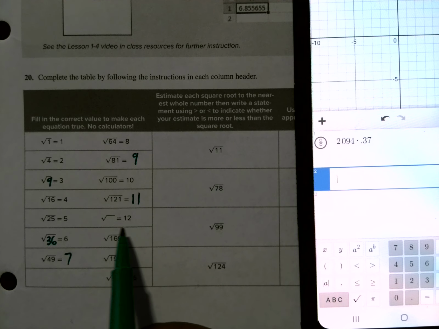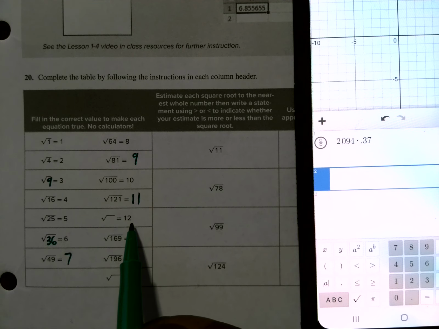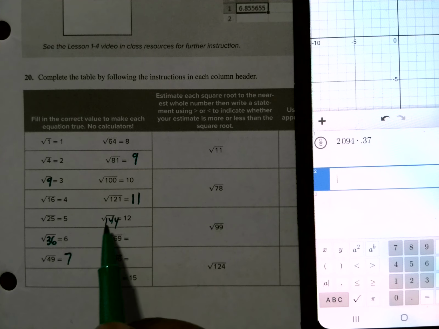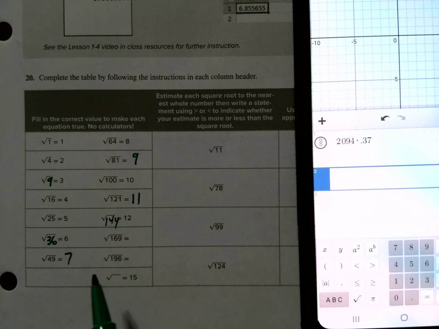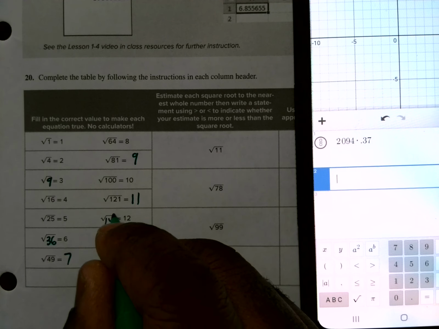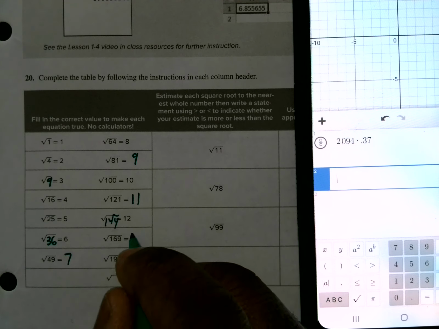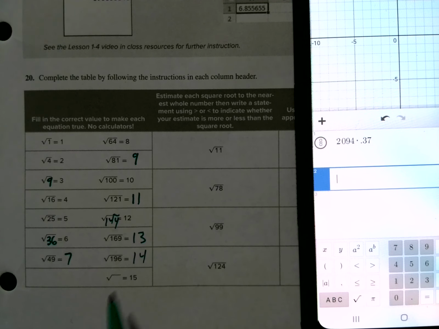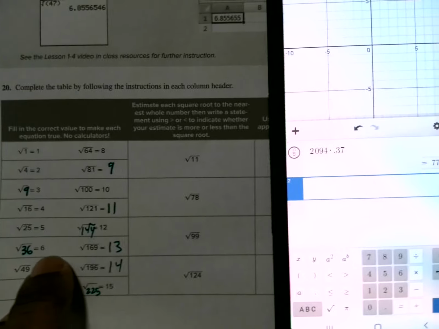And then we come here. The square root of some value is 12. It'll be 144, because the square root of 144 is 12, because 12 times 12 is 144. Then the square root of 169 is 13. The square root of 196 is 14. And the square root of 225 is 15. Now, they wanted us to do that without a calculator, but you could actually use your calculator if need be to find the answer to these problems.